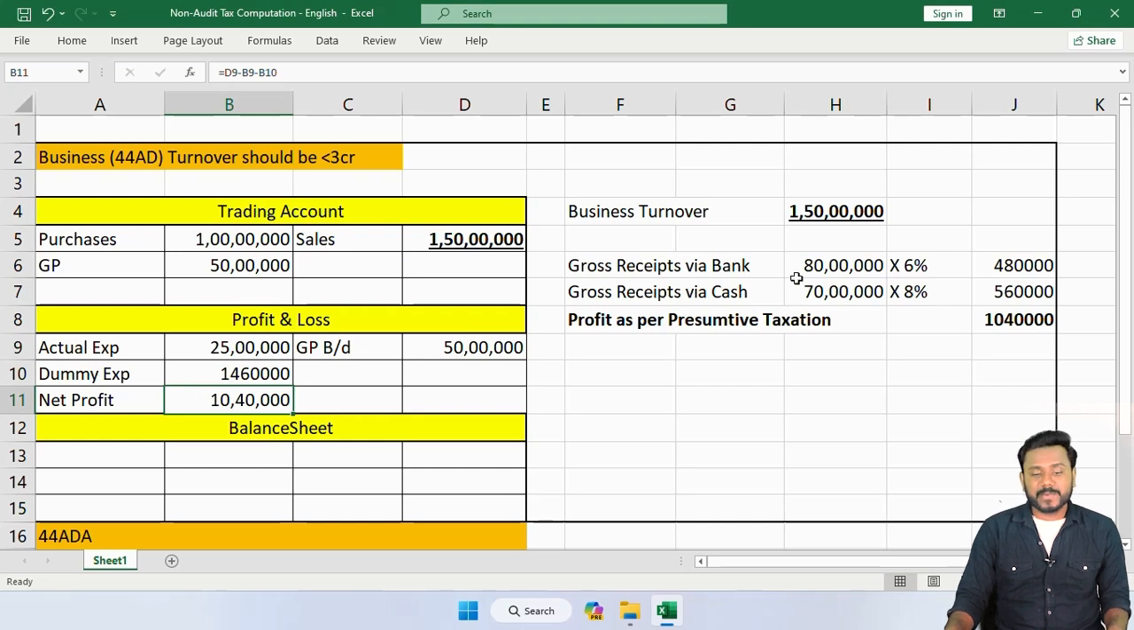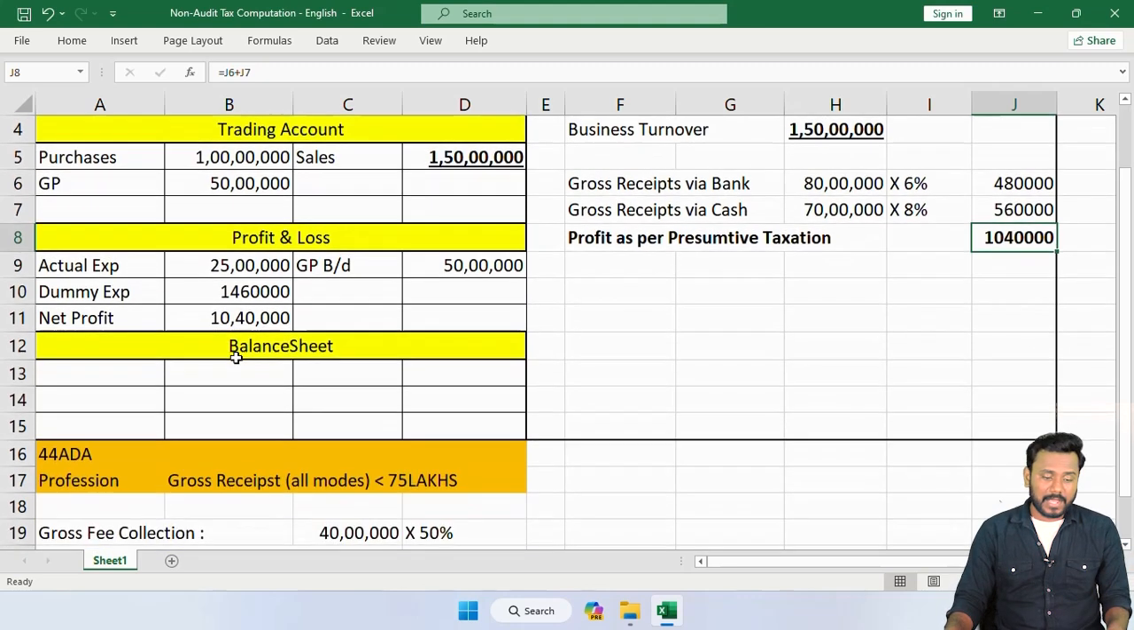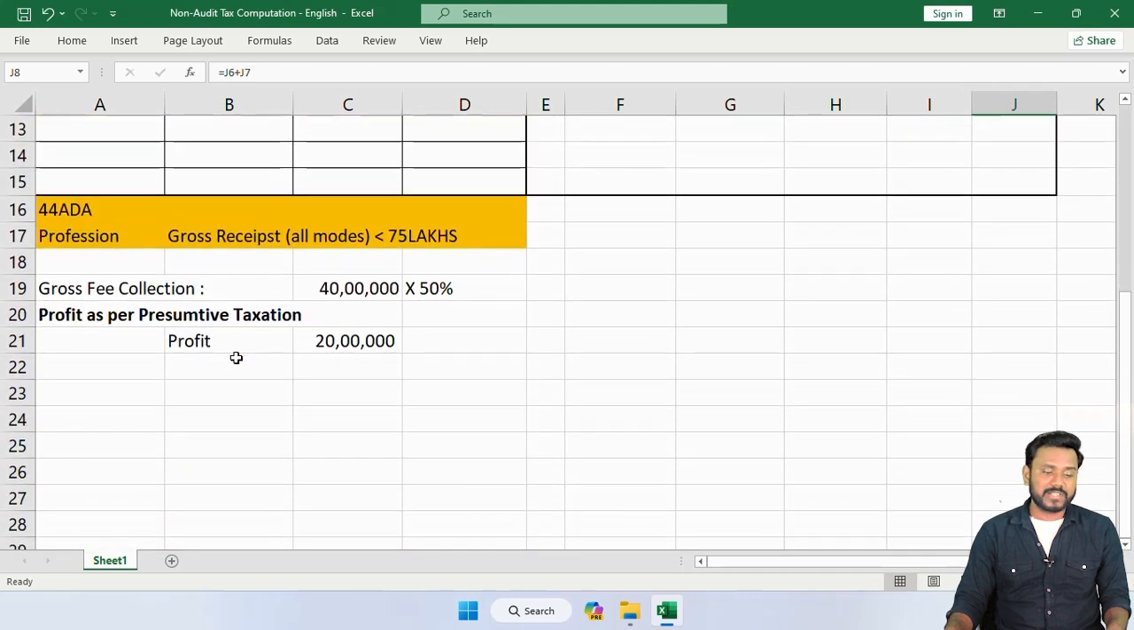So when there is a presumptive taxation scheme, you need to first consider the total turnover. Out of the total turnover, the amount you collected in the form of bank is multiplied by 6%. Whatever amount you collected in cash is multiplied by 8%. The total will be the profit under the presumptive taxation scheme. So only the turnover and the profit you need to consider. Book of accounts no need to consider. Just to satisfy the client, you may give him a nominal trading account and profit and loss account. And we'll also discuss the computation for the profession.